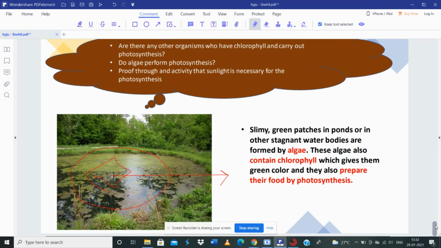Okay, now we will do our activity where we are going to prove that sunlight is necessary for the process of photosynthesis. So let's get back to our virtual lab and perform this wonderful activity.